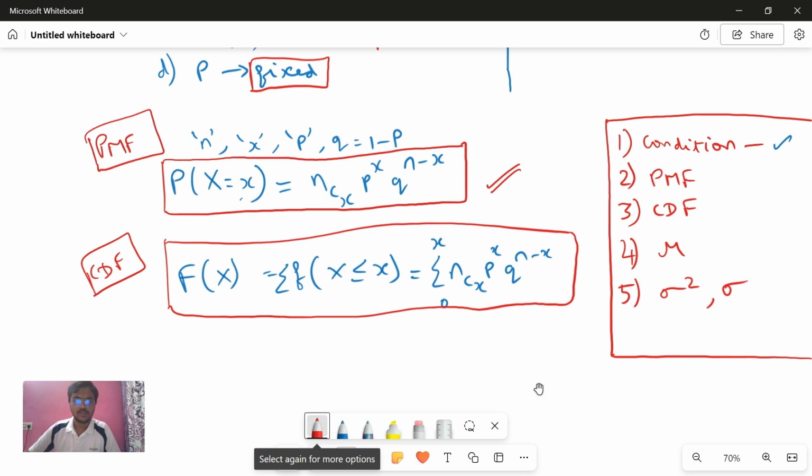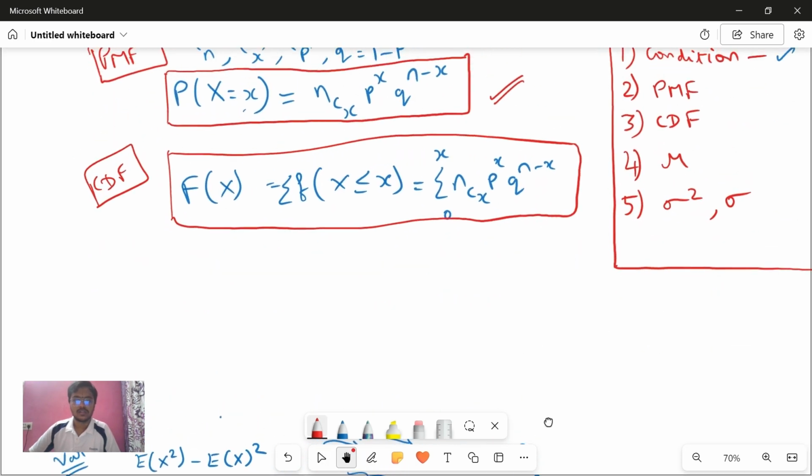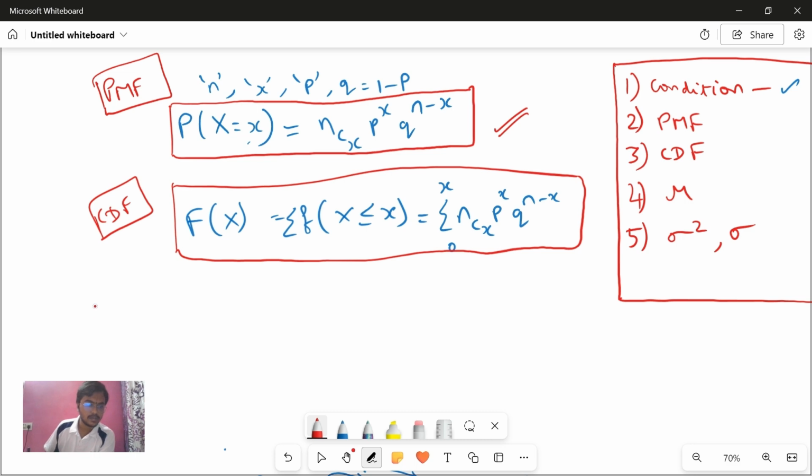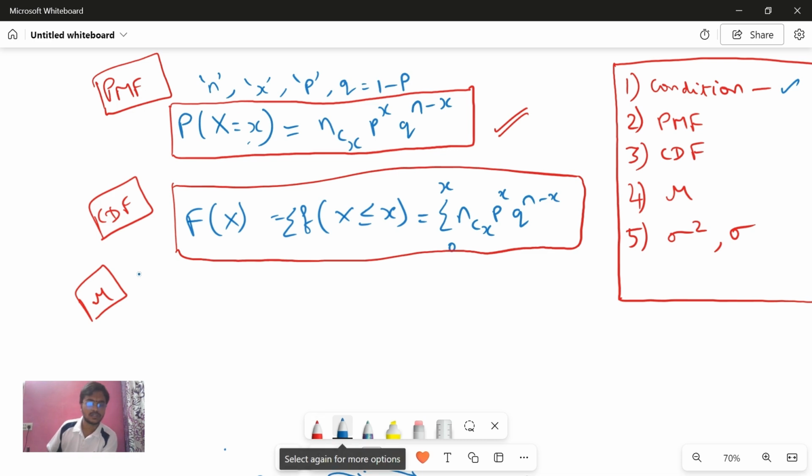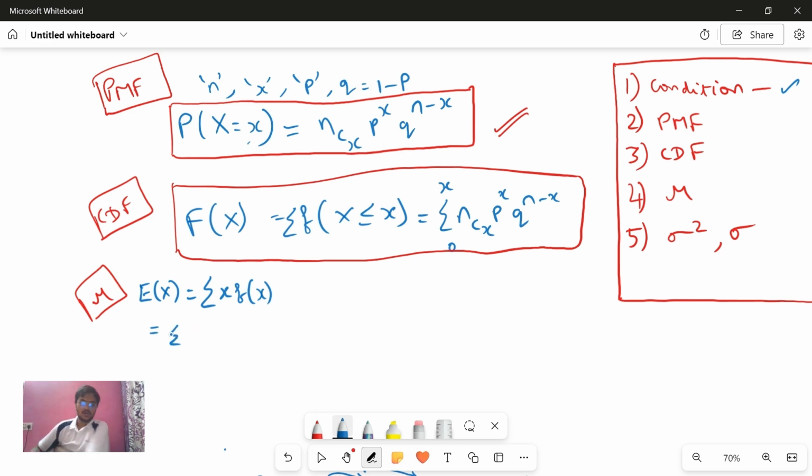Now we'll move on to the mean part. What is the formula for mean we studied in the last lecture? Mean is E of x equals sigma x into f of x. This is the formula for mean. I'm not writing the limits; it's always 0 to n, at least in a discrete distribution. Now x into nCx p power x q power n minus x.